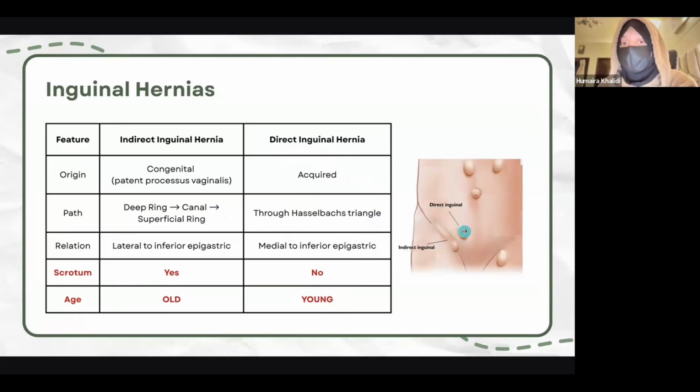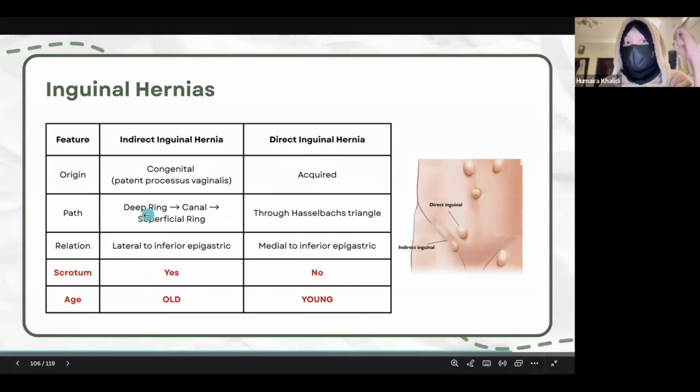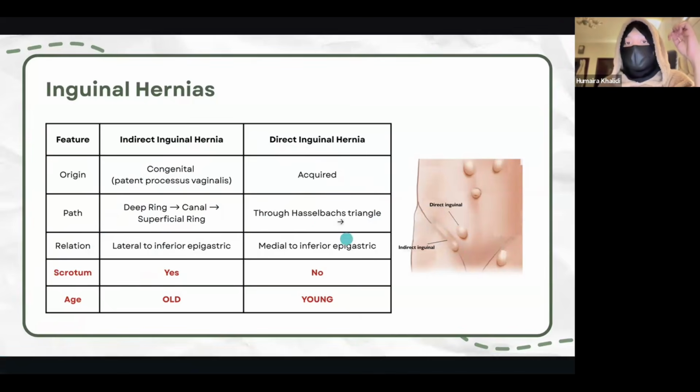I'm going to show you the Hesselbach triangle right now. And then the relation of the indirect inguinal hernia is that it's going to be lateral to the inferior epigastric. Why? Because that is where we said is the opening of the deep inguinal ring. The indirect inguinal hernia is going to start in the deep inguinal ring, and then it's going to move until the superficial ring. And then what about the direct inguinal hernia? What are the arteries at risk? You have medial to the inferior epigastric, not the lateral ones. It's going to be more medial, that's going to be direct. If it's more lateral, it's going to be indirect.